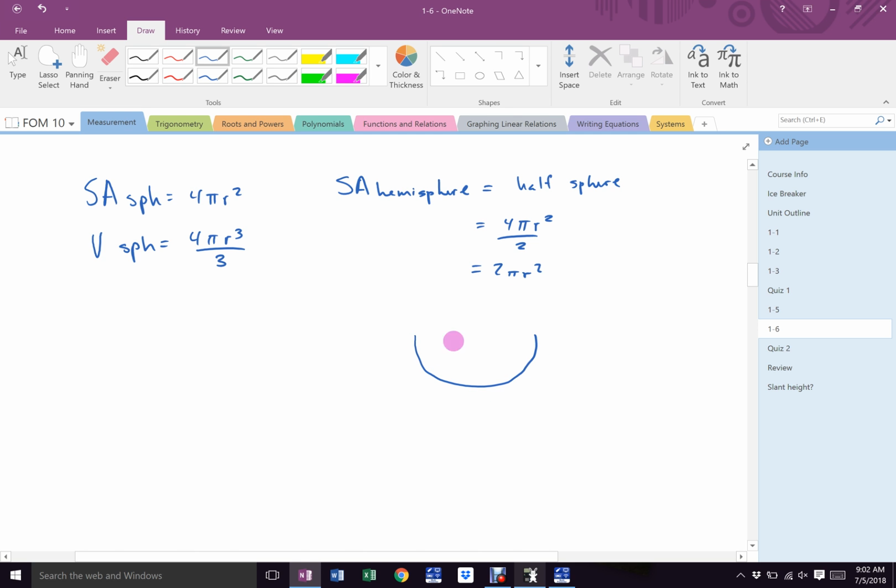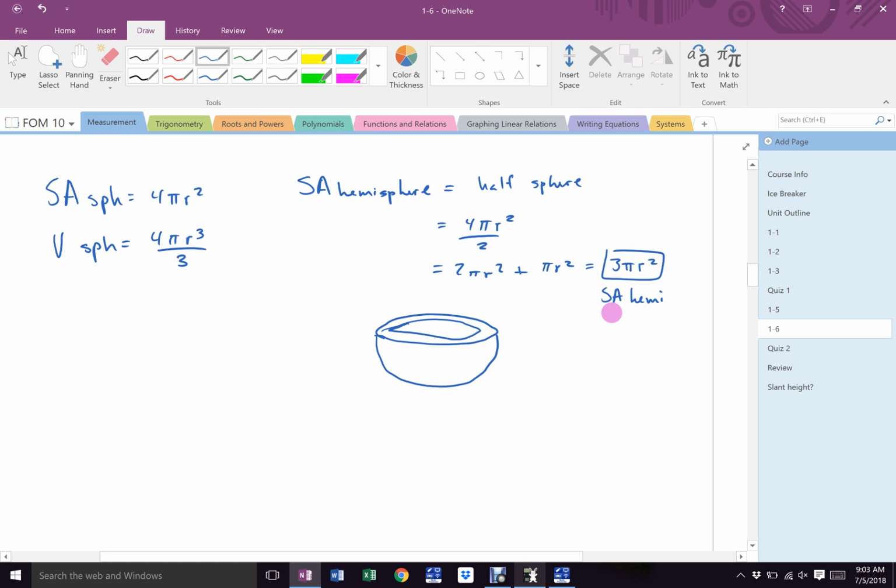Except look. If I cut a solid sphere in half, what did I make right here? A circle, right? Is that surface area? So I have to add another circle. What's the area of a circle? Pi r squared. So I have 2 pi r squared plus 1 more pi r squared, which is what? 3 pi r squared. That is the SA of a hemisphere if it's solid.